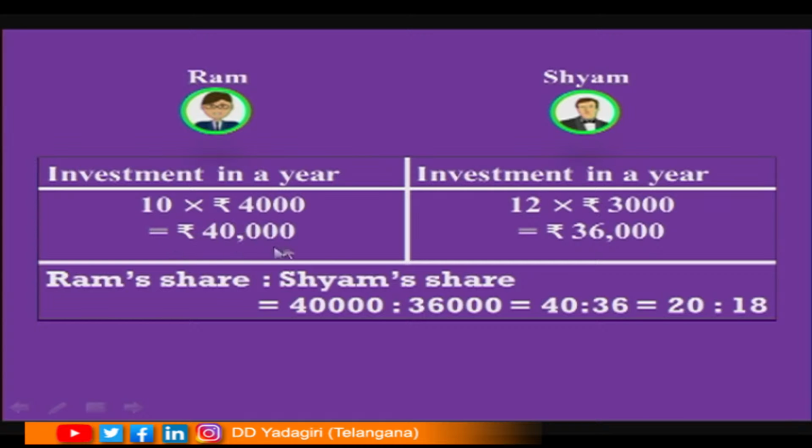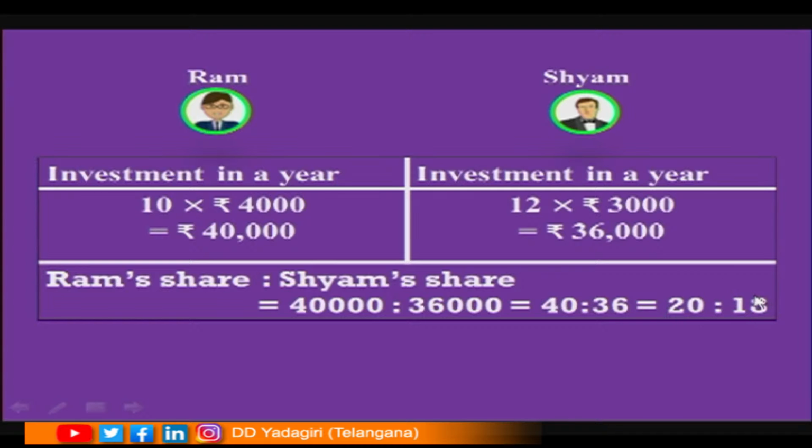That means he has invested 40,000 rupees. Whereas, if you consider Shyam, he has invested for 12 months, but 3000 rupees. So, 12 into 3000, which is 36,000. Now, let us find the share of Ram and Shyam, that is 40,000 is to 36,000. Writing this as 40,000 by 36,000 and simplifying, we get it as 20 is to 18. We can further simplify this 20 is to 18, but let us retain this as 20 is to 18.